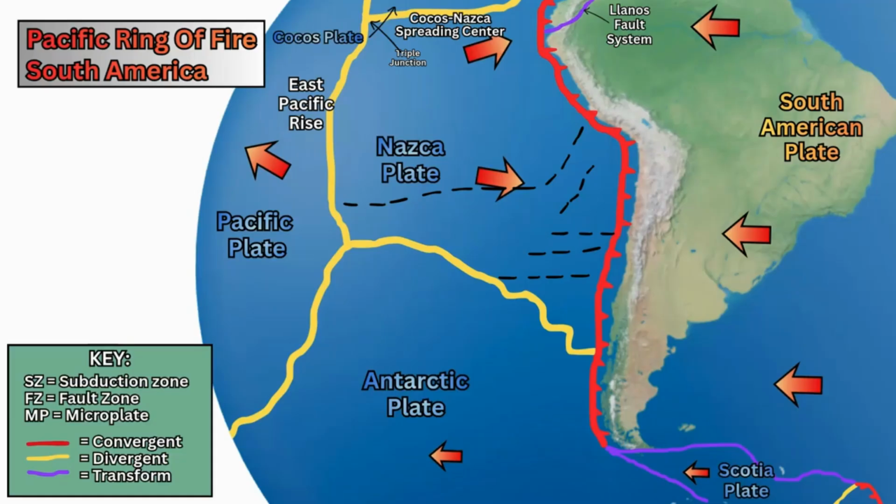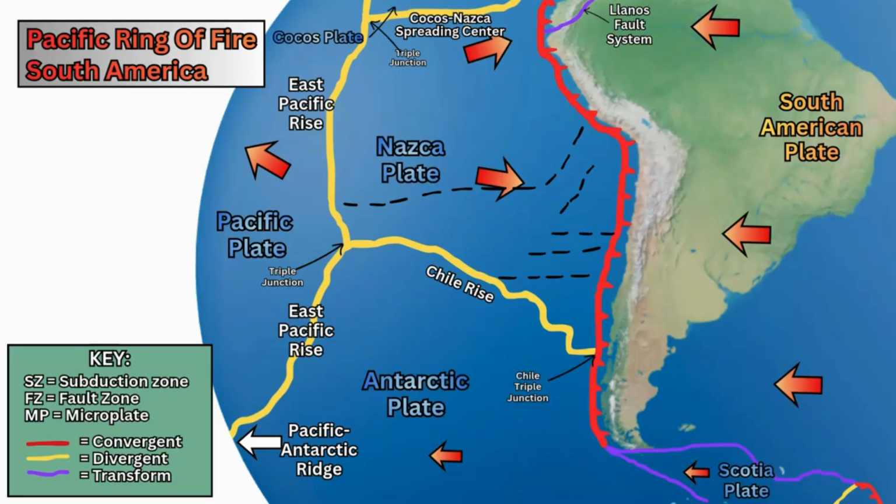Then we have the divergent plate boundary of the East Pacific Rise continuing south through the Pacific Ocean and turning into the Pacific Antarctic Ridge as it borders the Antarctic Plate to the south. And we have the Chile Rise, which is similar and kind of parallel to the Cocos-Nazca Spreading Center, but separates the Nazca Plate from the Antarctic Plate. And this, again, creates a triple junction further south with the East Pacific Rise and moves eastward towards the coastline of southern Chile.